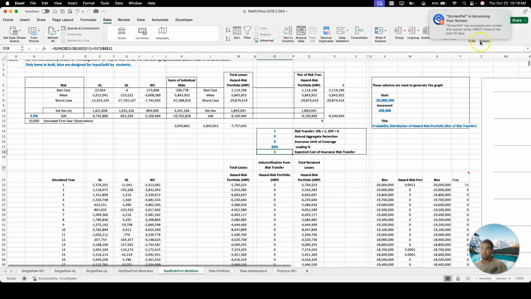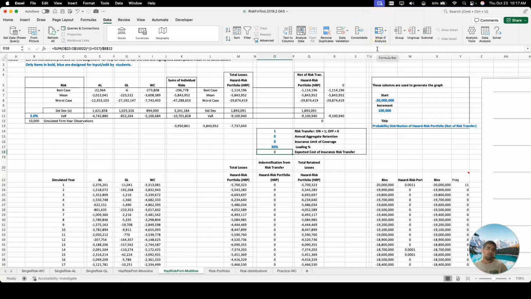I know there's been a little bit of confusion on what we are doing for this assignment, and I'm going to be here to clear it up. Basically, we're going to be taking a look at the three different kinds of retention levels. We're looking at retention levels this time, not really the limit of coverage.